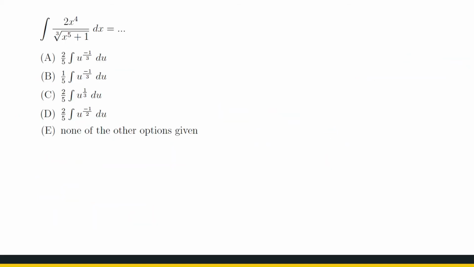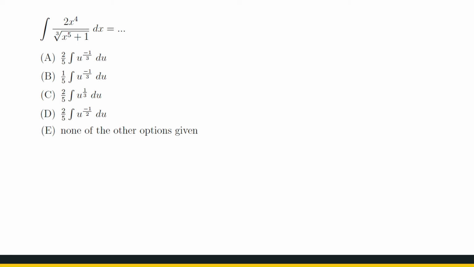Here is the question. The integral of 2x to the power 4 divided by the cube root of x to the power 5 plus 1 is equal to. Now, if you look at the possible answers, we didn't ever integrate. The final answer is not there. So this looks like a substitution happened. So we have to do a substitution to see if we can get to something similar.